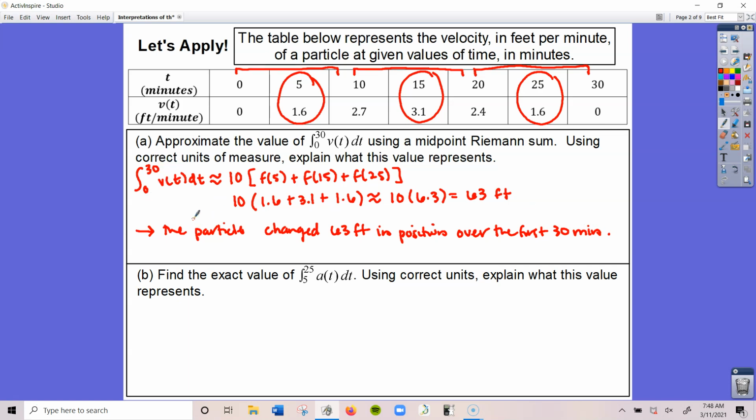When we're writing our representation of the values, you want to make sure that you mention everything. Not only did I mention the 63 feet, but I also mentioned the time that was given, which was 0 to 30.